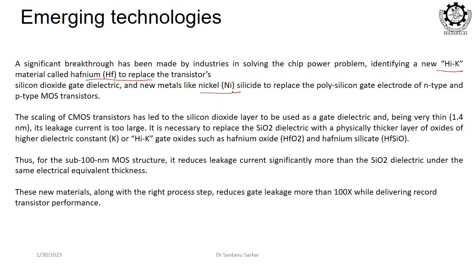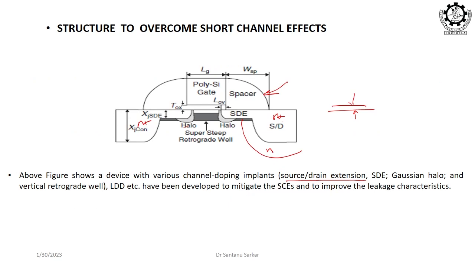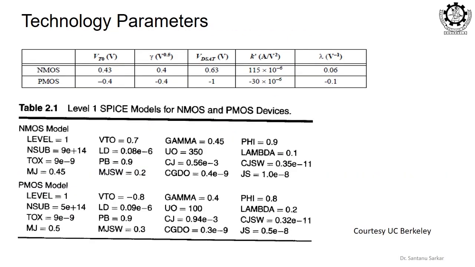And they have some nickel structure, nickel silicide, and they have more thickness. So this can improve the gate leakage. High K dielectric material is used so that the thickness is improved and we can reduce the gate leakage current. If you have a smaller TOX, your leakage is more. These are some technology parameters that we have discussed.